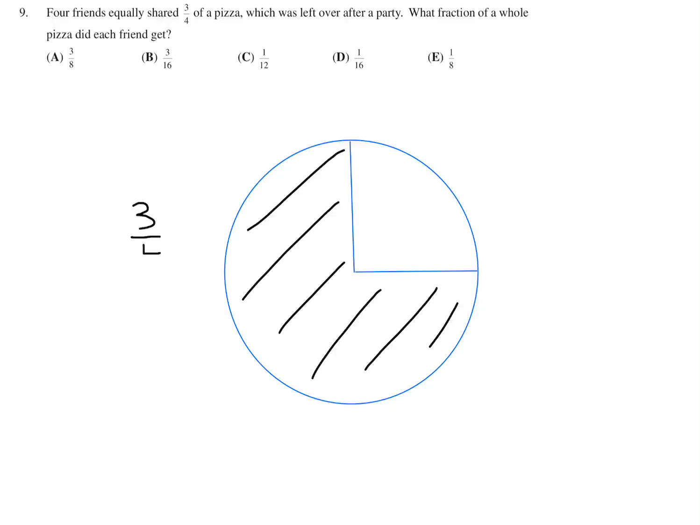So 3/4 is what is remaining, and how many friends? There's 4 of them. So each of them will basically get 1/4 of this. So 1/4 times 3/4, that's how you figure this out, which is 3 over 16. So 3 over 16 is the fraction of the whole pizza that each friend receives. So number 9, the answer is B.